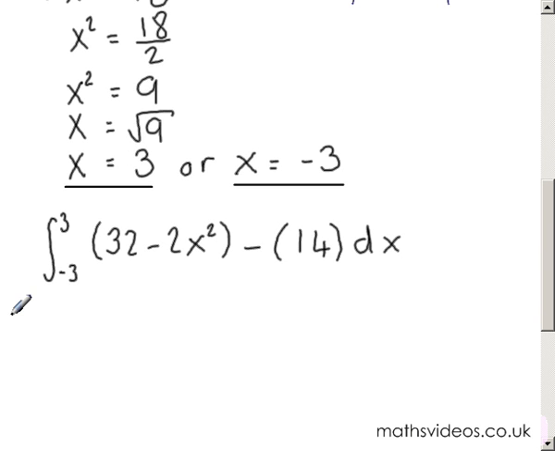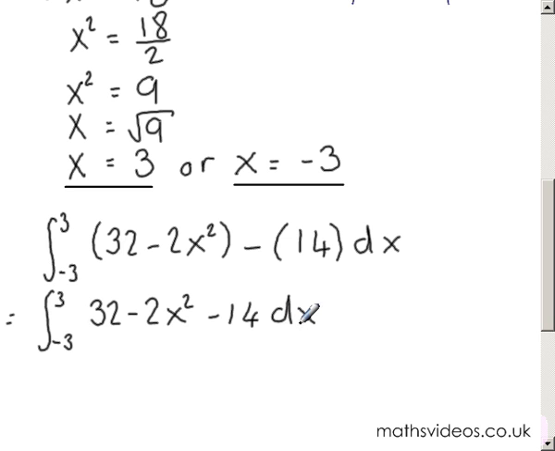So that equals 32 minus 2x squared, I should have said, minus 14, with respect to x. If we tidy that up a little, then we're integrating between 3 and minus 3. 32 minus 14 is 18, minus 2x squared. So we're now ready to integrate.